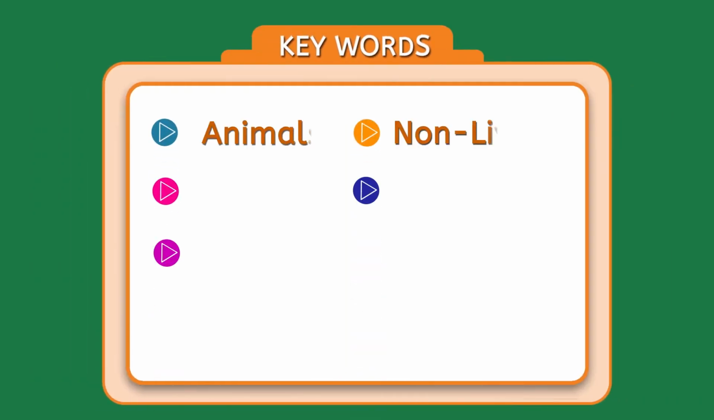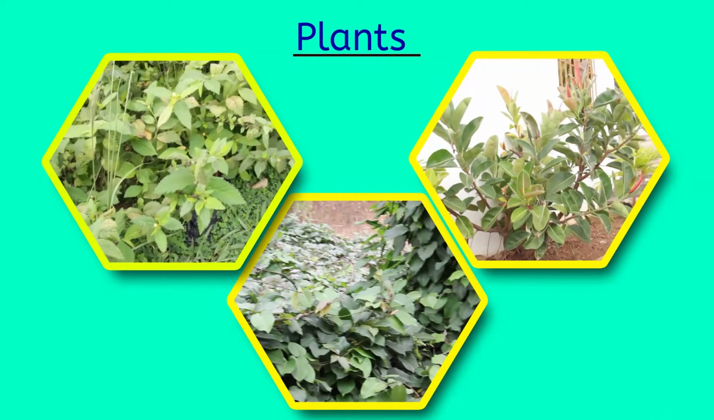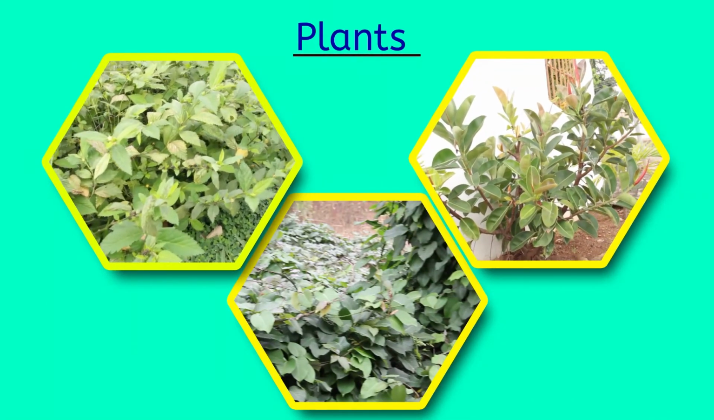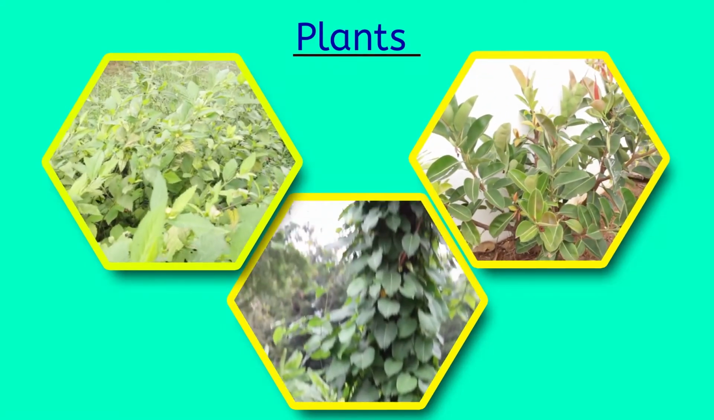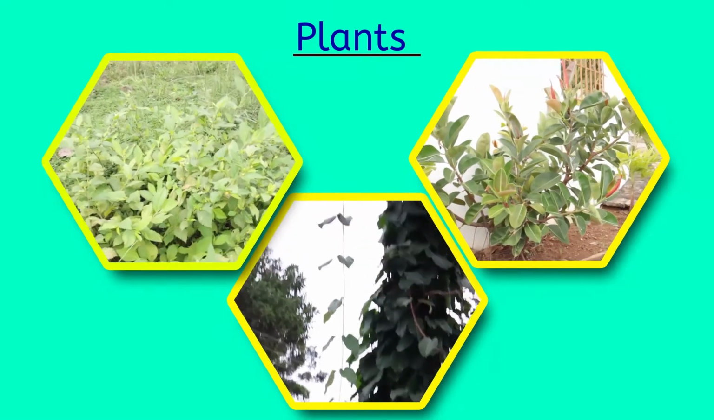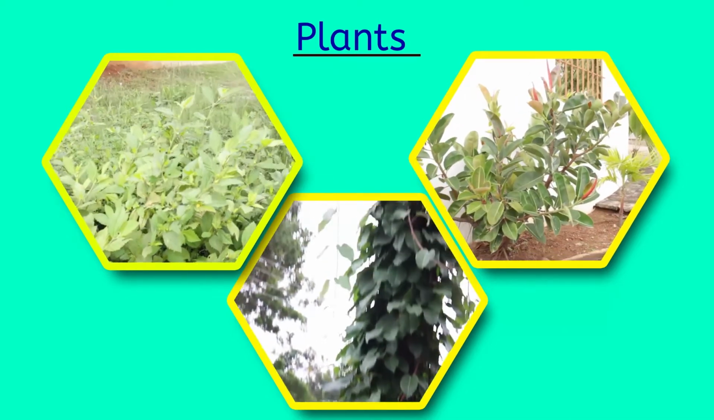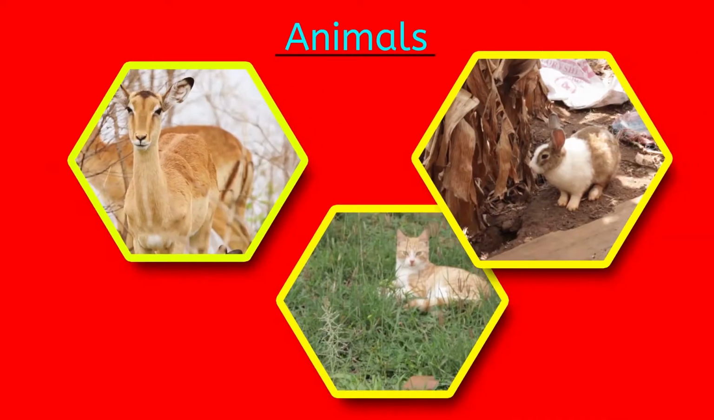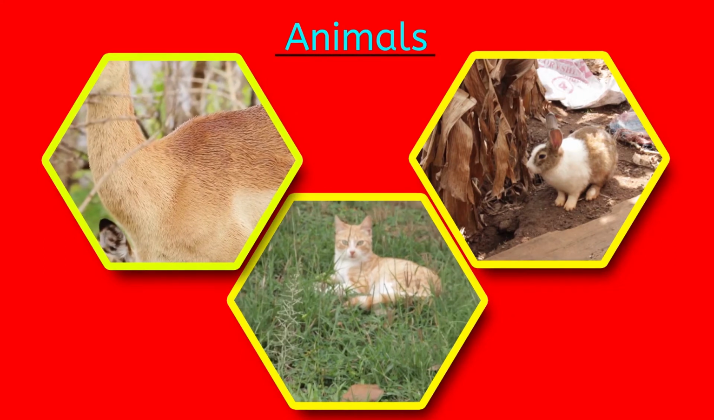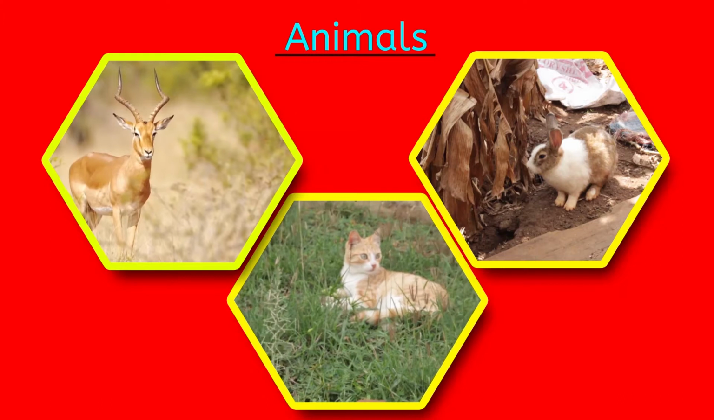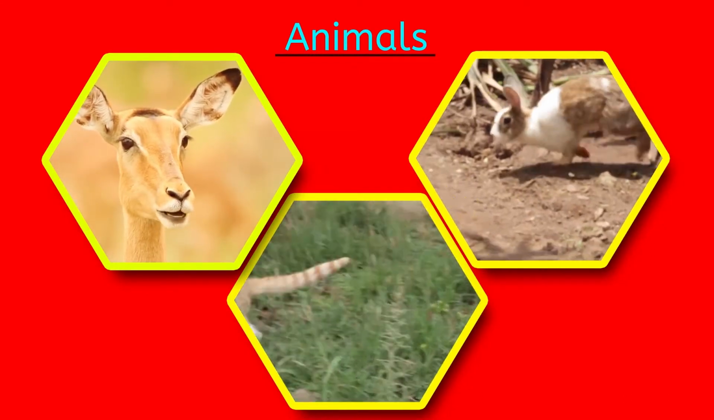Now, the meaning of the key words. Plants. Plants are a large group of living things. They require or need sunlight to make their own food. Animals. Animals are living things. They move about in search of food, shelter, and warmth.